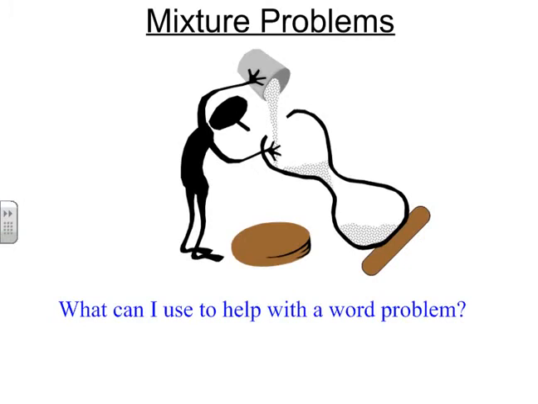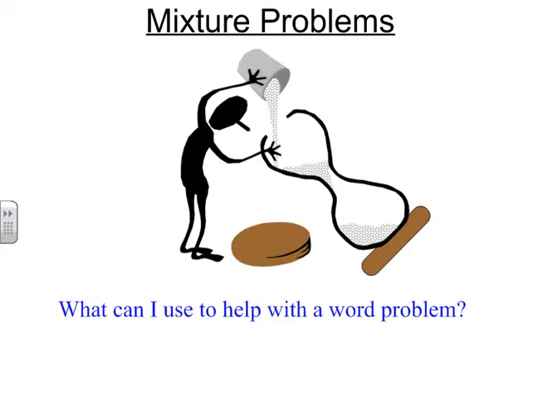Okay. All right, you should have your notes in front of you called Applying Systems and Mixture Problems 6-5. Our essential question today is, what can I use to help with a word problem? As you know, there are different things you can use to help yourself with a word problem, mostly pictures that help you visualize how to organize things, maybe drawing some pictures or putting a table together.